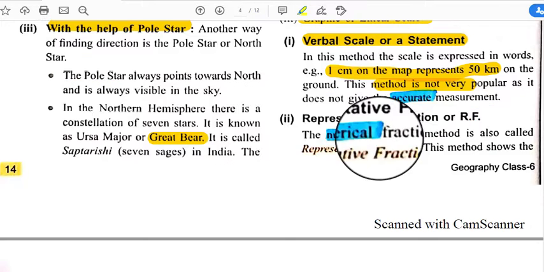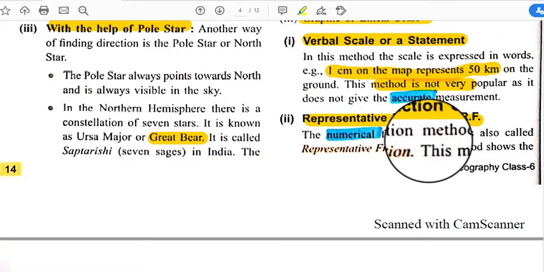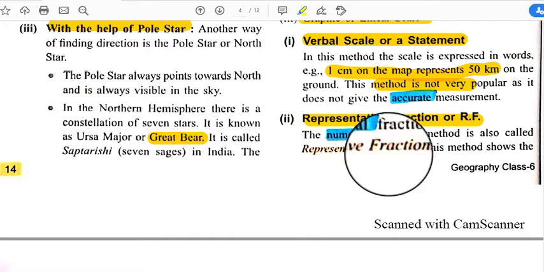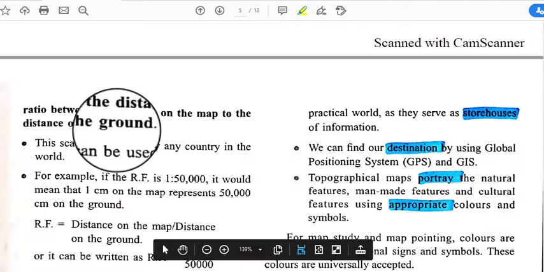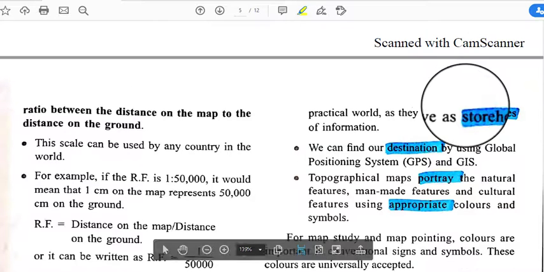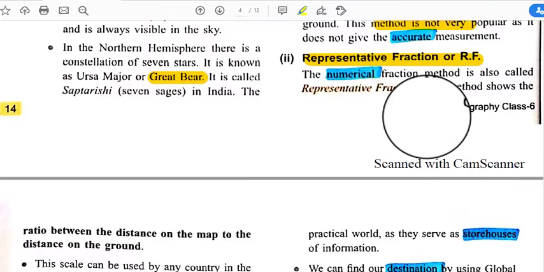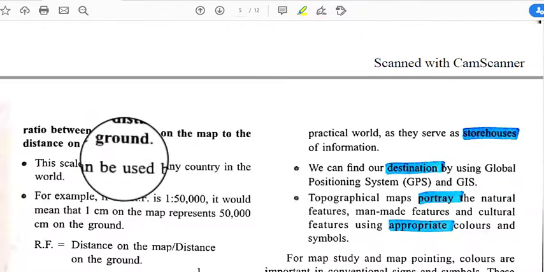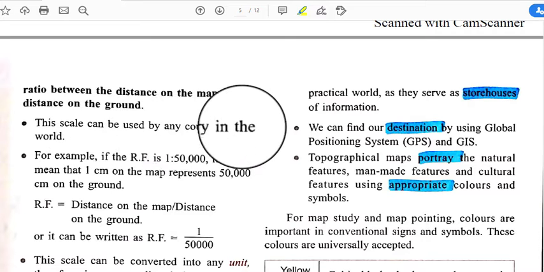Okay. Next come to the representative fraction or RF scale. The numerical fraction method is also called representative fraction, and this method shows the ratio between the distance on the map and the distance on the ground. So it is a ratio format. By this we can easily show the scale of a map. This scale can be used by any country in the world.